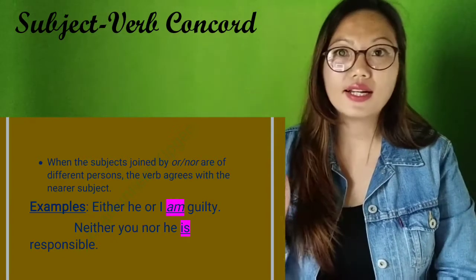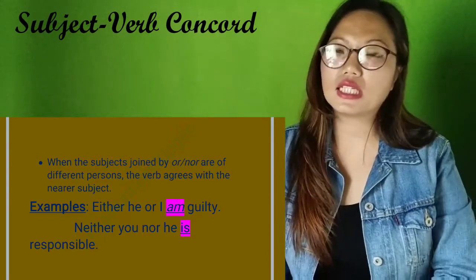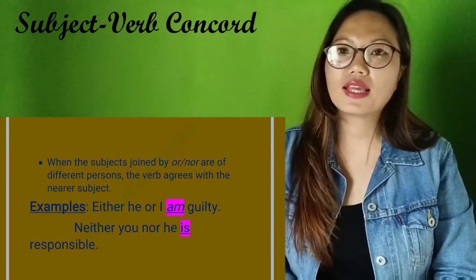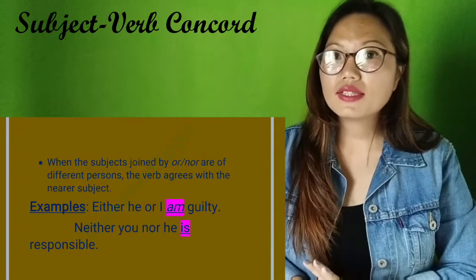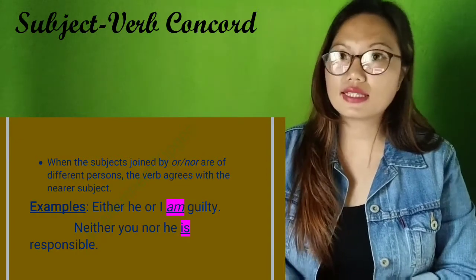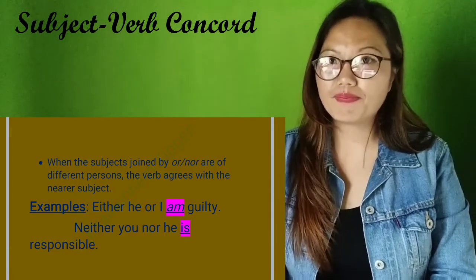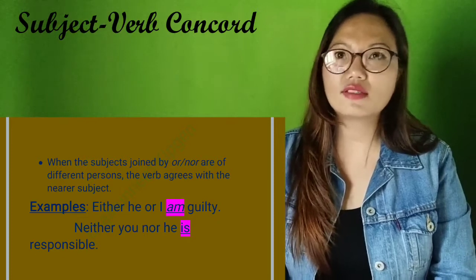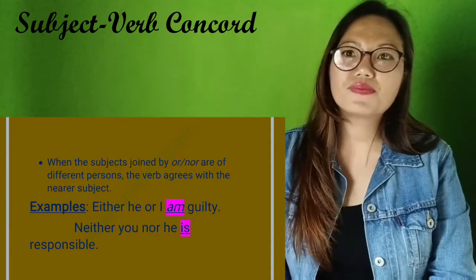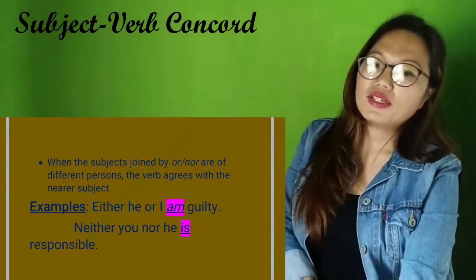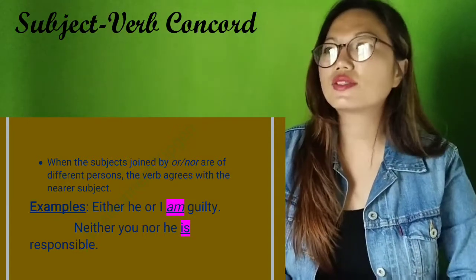So in the example here, we can see: either he or I am guilty. He is third person and I is first person. So the subject nearer to the verb in this sentence is I. So it is taking a singular verb, which is am. We cannot say he am. It should be he was, he is. So here the verb takes the form of the first person, which is nearer to the verb.